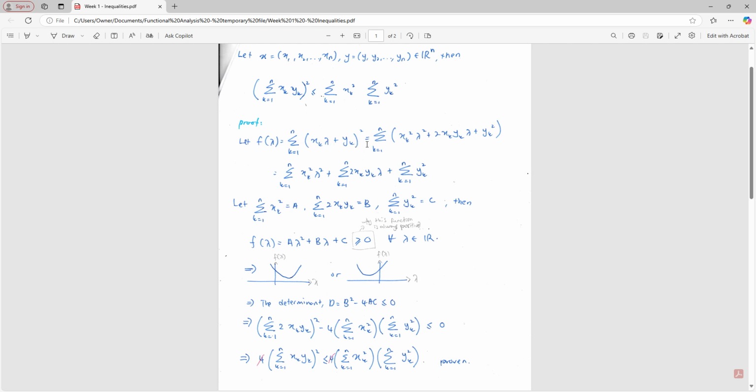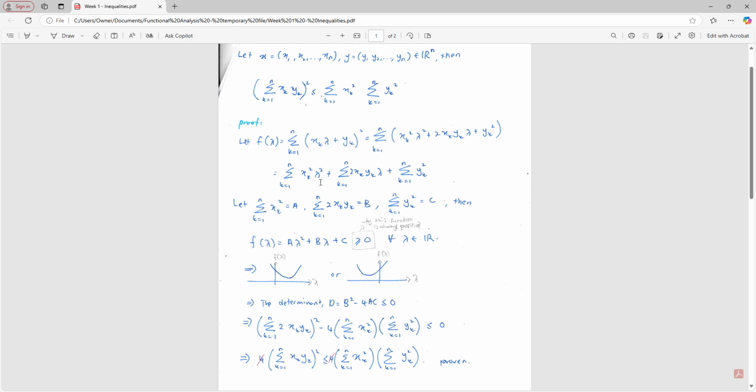Now I'm going to take the square of the expression inside here. When I take the square, you can use the formula that you learned in high school. It's going to be xk squared lambda squared plus 2 xk yk lambda plus yk squared. So open the summation here. We can do this manipulation because we are considering Rn here. That's why we can open the bracket like this. Okay, so rearrange like this.